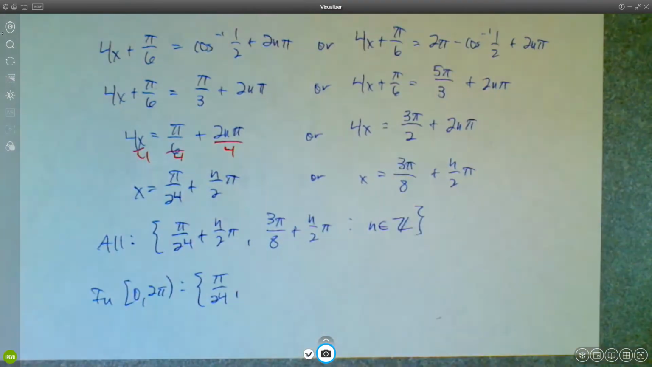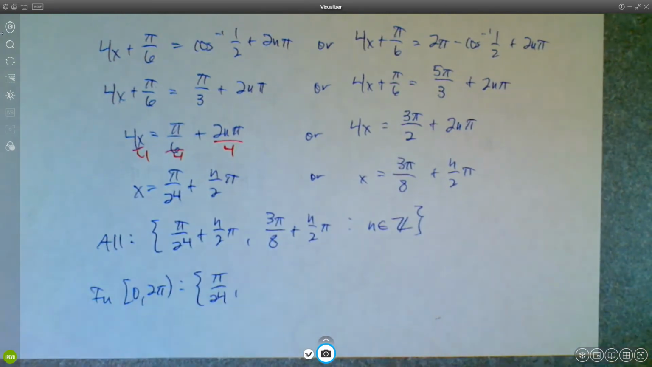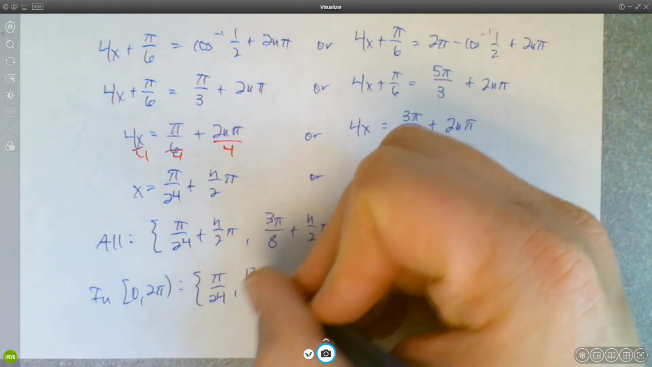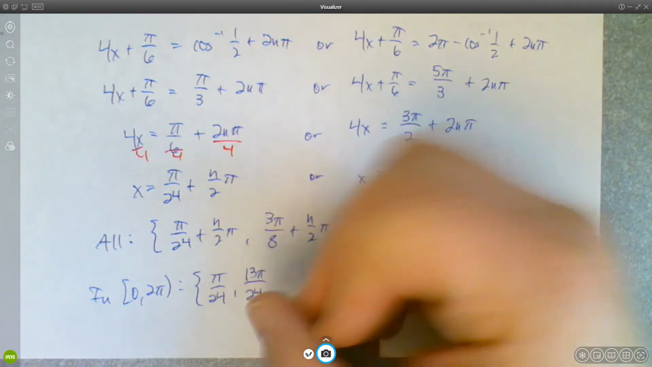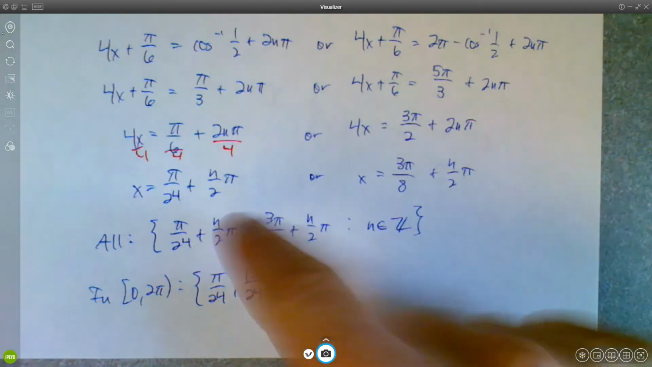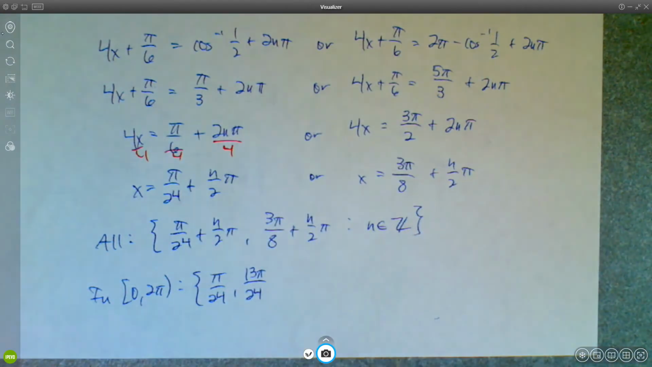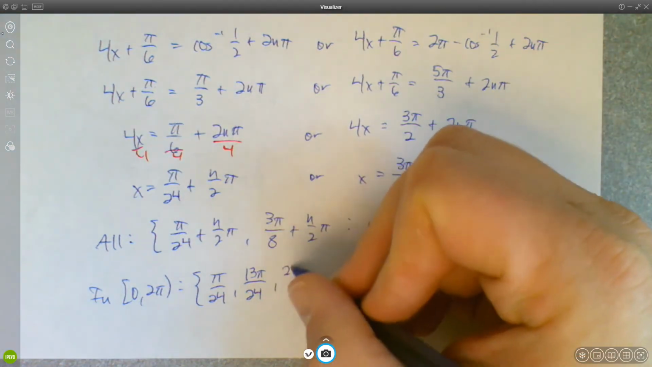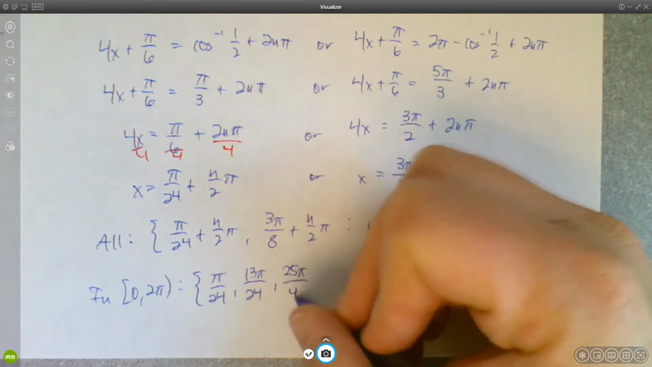If I plug in 0 for n, then I'm just going to get pi over 24. That's in the interval. If I plug in 1 for n, then I'm going to have pi over 24 plus pi over 2. That's 13 pi over 24. Still in the interval. If I plug in 2 for n, then I'm going to have pi over 24 plus pi. That's 25 pi over 24. Still in the interval. Okay?